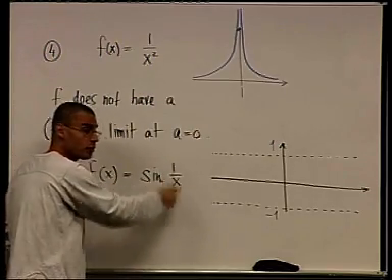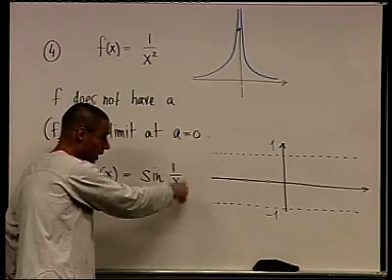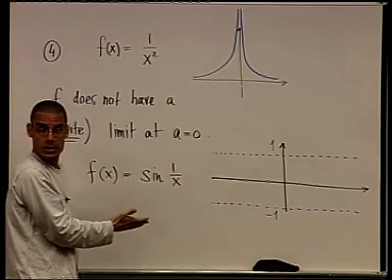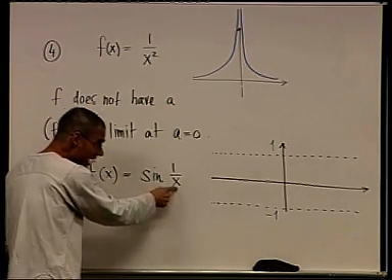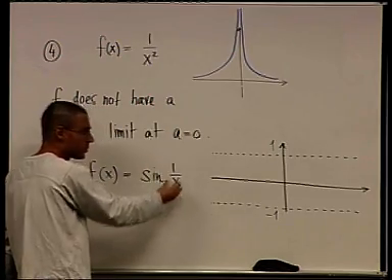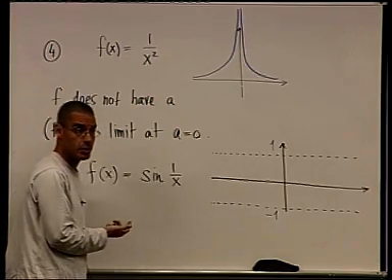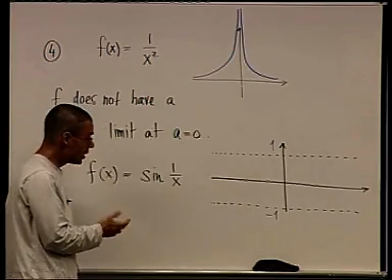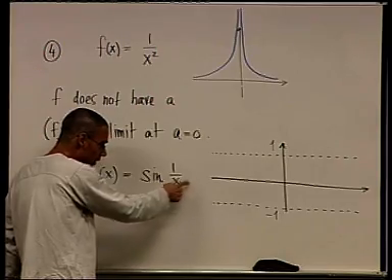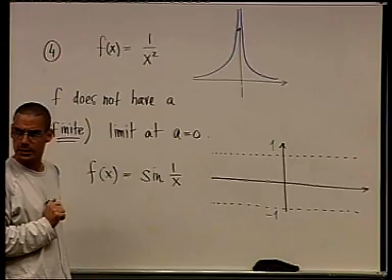Right, 1 over x gets smaller and smaller, tends to what? To 0. Do you see that? So as the x's get bigger and bigger, 1 over x gets closer and closer to 0. What's the value of sine at 0? 0. So as x's get bigger, this whole thing should approach 0. Do you see that? Okay?